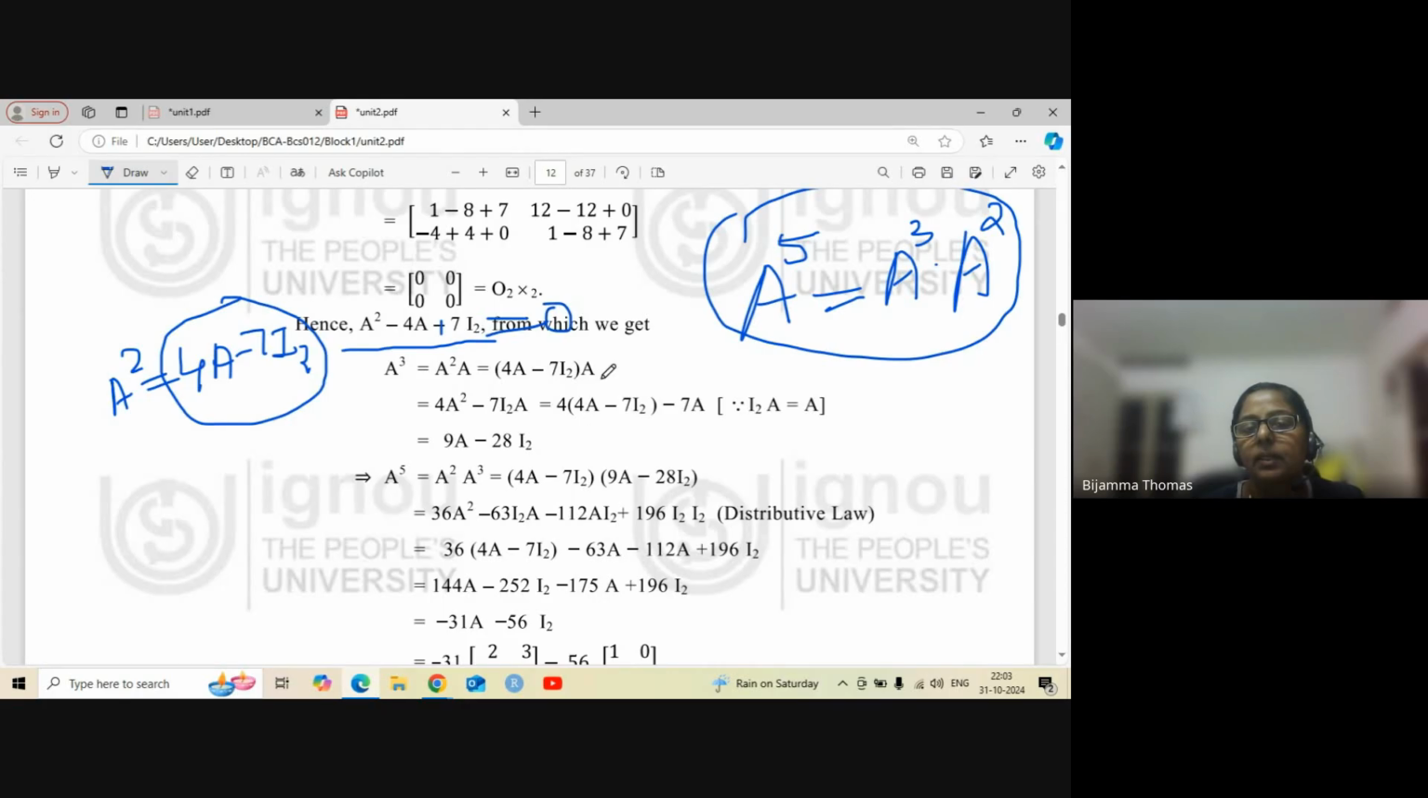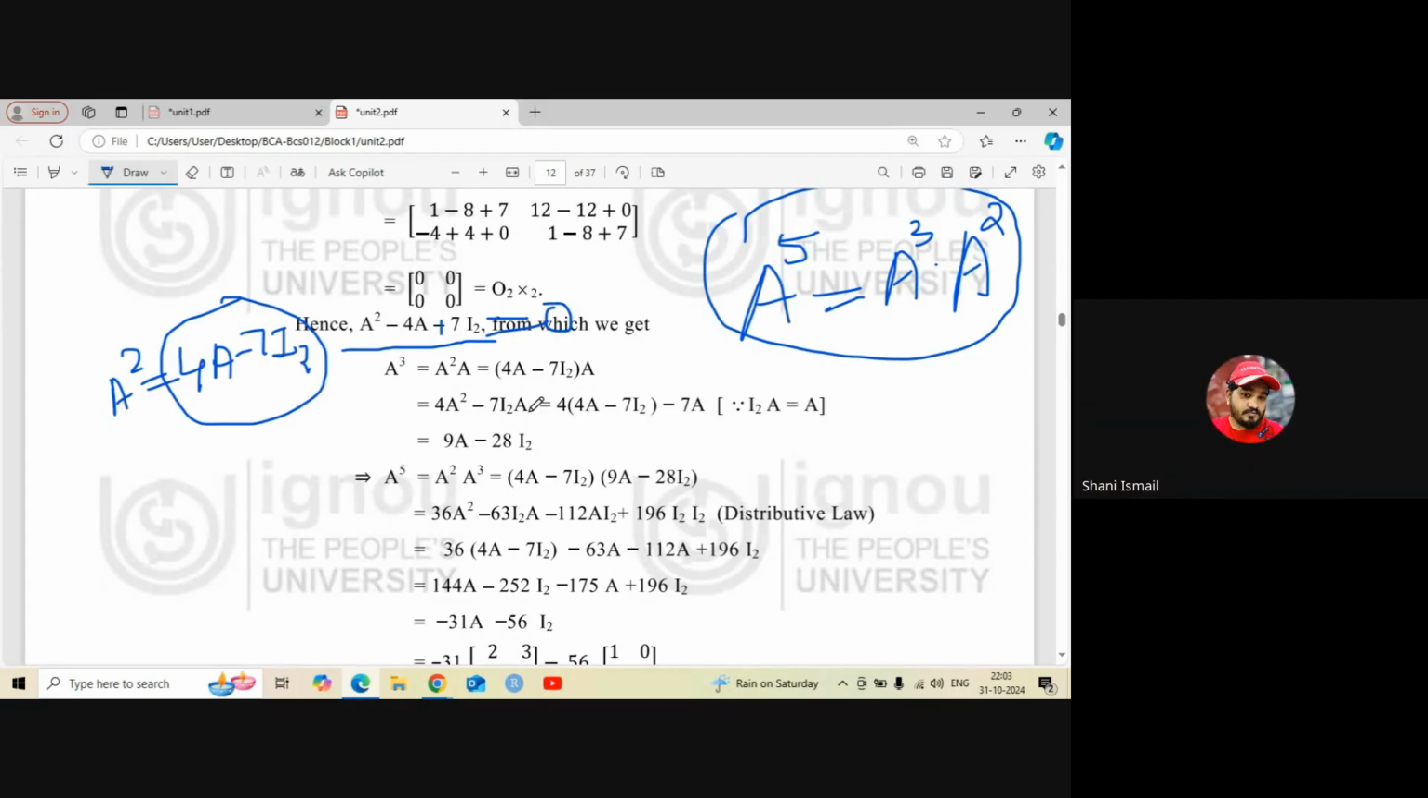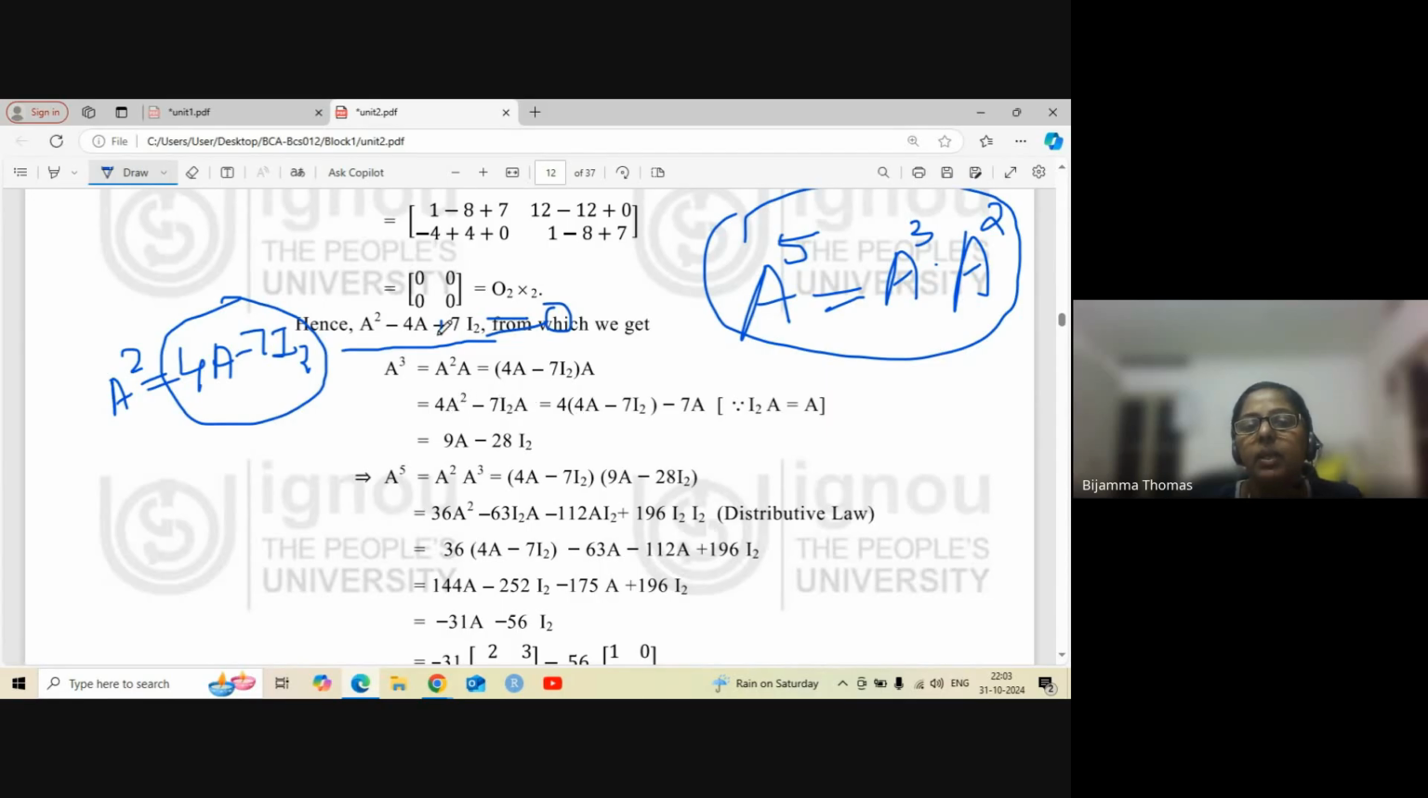Then, which is 4A square minus 7I2 into A. Then again this A square is replaced by 4A minus 7I2, minus 7I2 into A. I2 means the identity matrix. So it will be equal to minus 7 into A, I2 into A equal to A.